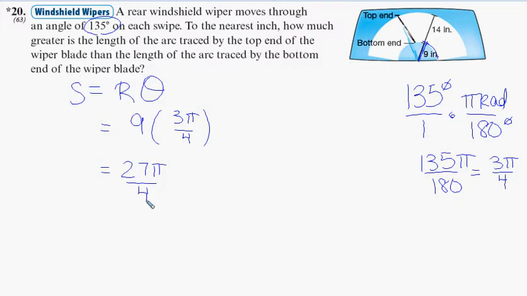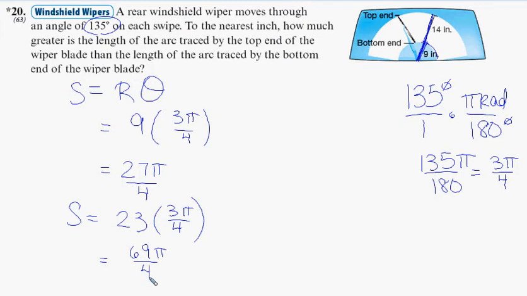Okay, now we have to do this again for the larger one. And this radius, be sure that you pay attention here because this radius is actually going to be 23 because it's 9 plus 14. So we have 23 times the radians for each swipe of the wiper blade. And so now we have 23 times 3, which is going to give us 69 pi over 4.